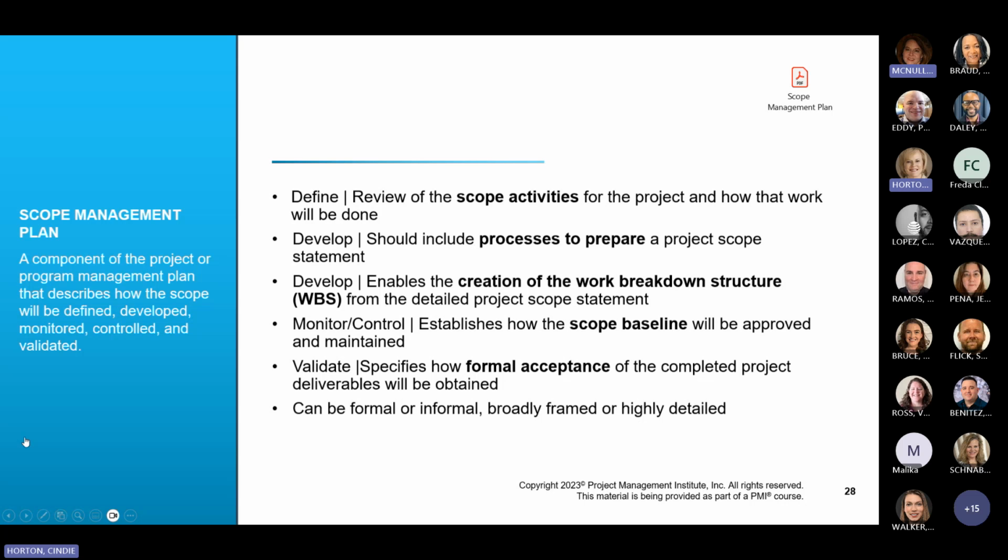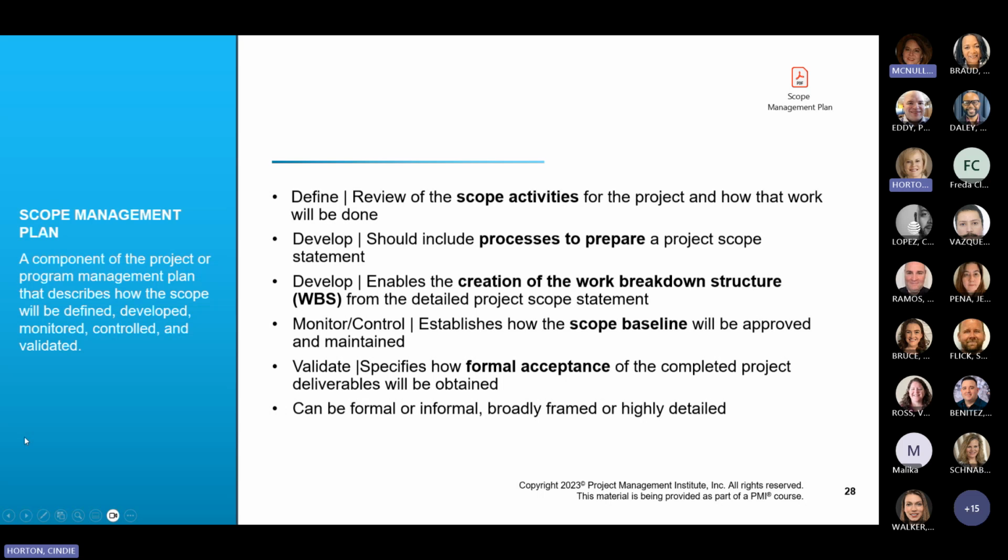It provides a description of the scope activities for the project and how that work will be done. It also describes how the scope will be developed. It should describe the processes to prepare the project scope statement, and it serves to enable the creation of the work breakdown structure from the detailed project scope statement. The scope management plan describes how the scope will be monitored and controlled. It establishes how the scope baseline will be approved and maintained. And it describes how the scope will be validated. It specifies how formal acceptance of the completed project deliverables will be obtained.